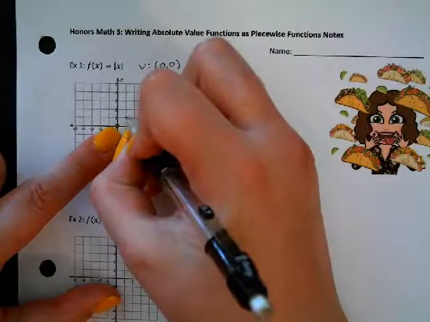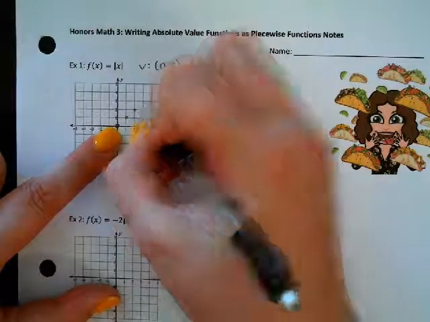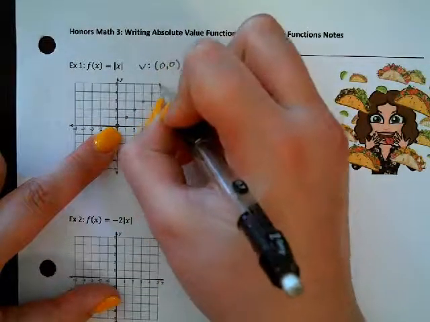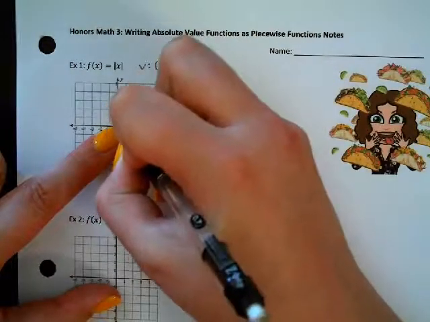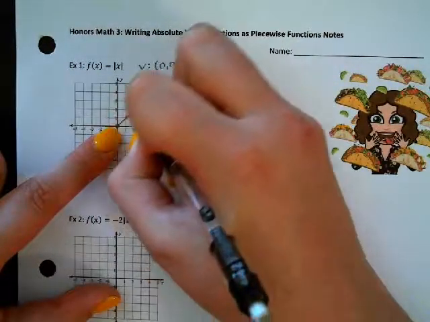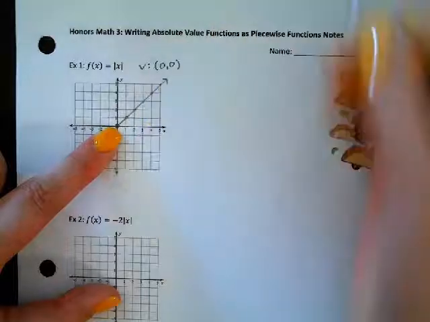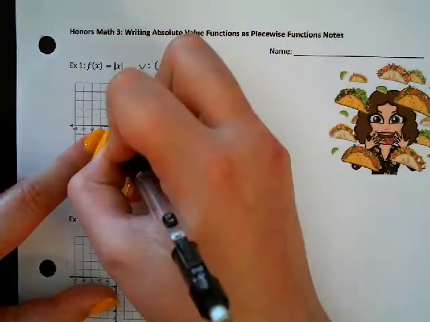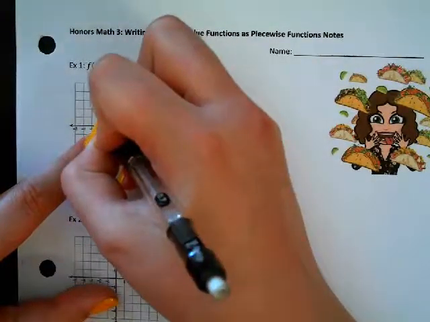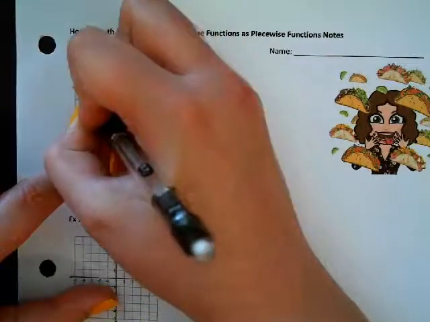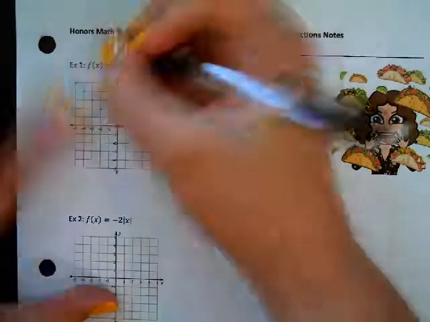And then on the right side, it goes 1, 1, 2, 2, 3, 3, 4, 4, 5, 5. So that's going to be the right piece. We're going to make that the second piece of the piecewise function. On the left side, it's negative 1, 1, negative 2, 2, negative 3, 3, negative 4, 4, negative 5, 5.